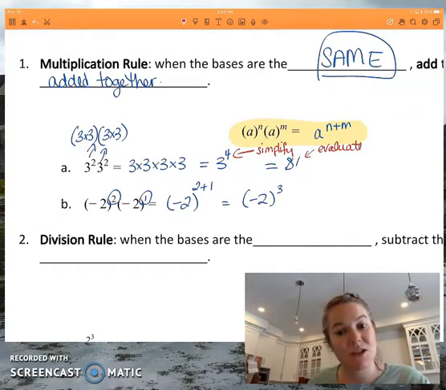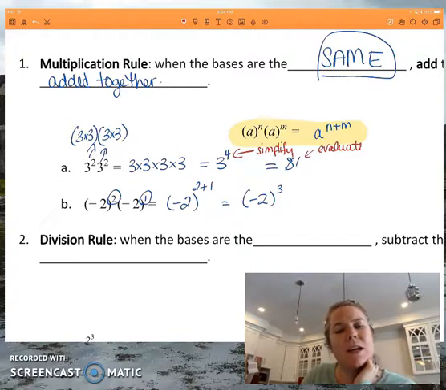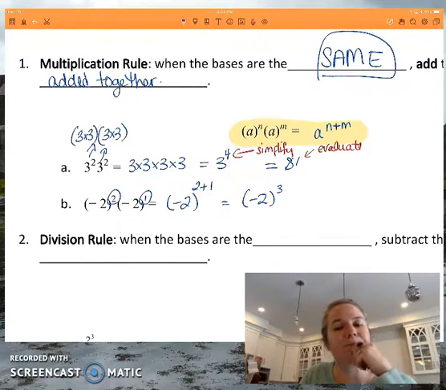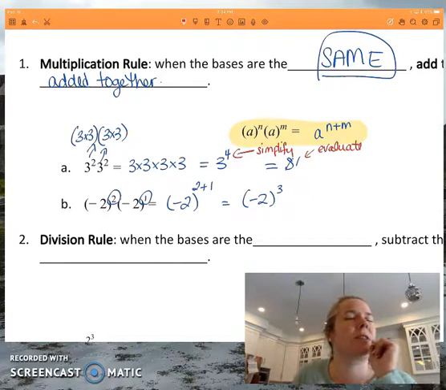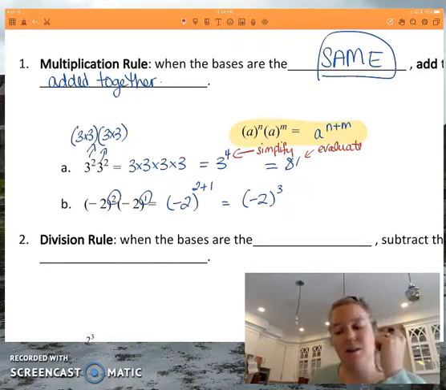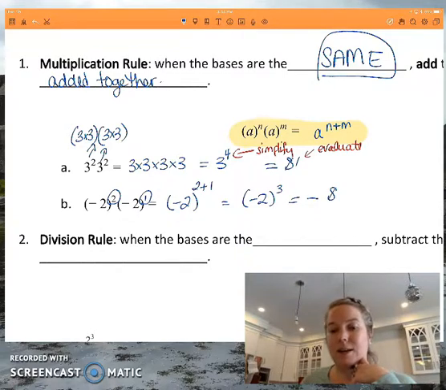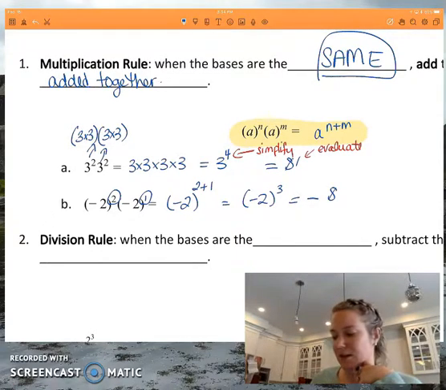Okay? So what is -2 to the exponent 3? Let's think about our negative rules. We explored this a little bit in the rational numbers. -2 to the exponent 3, it's negative inside the bracket, so it is affected by the exponent. Is the exponent odd or even? It's odd, which means that our answer is going to be negative. -2 to the exponent 3 is negative 8. So that's the multiplication rule.